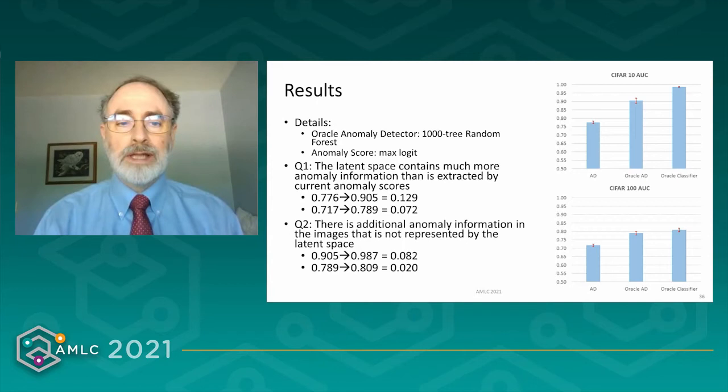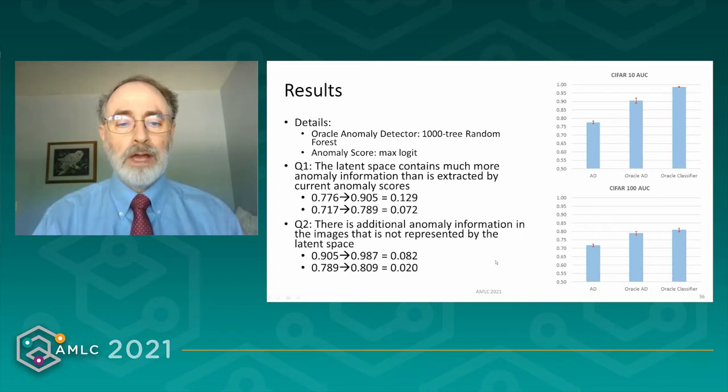So the lesson there is that the latent space contains much more anomaly information than is extractable using current anomaly scores, and probably that is extractable even by a linear anomaly detector. And furthermore, there is additional headroom, particularly when there's a small number of training classes. When you have a large number of training classes, of course, the problem itself gets harder, but the amount of headroom and the gaps are smaller.